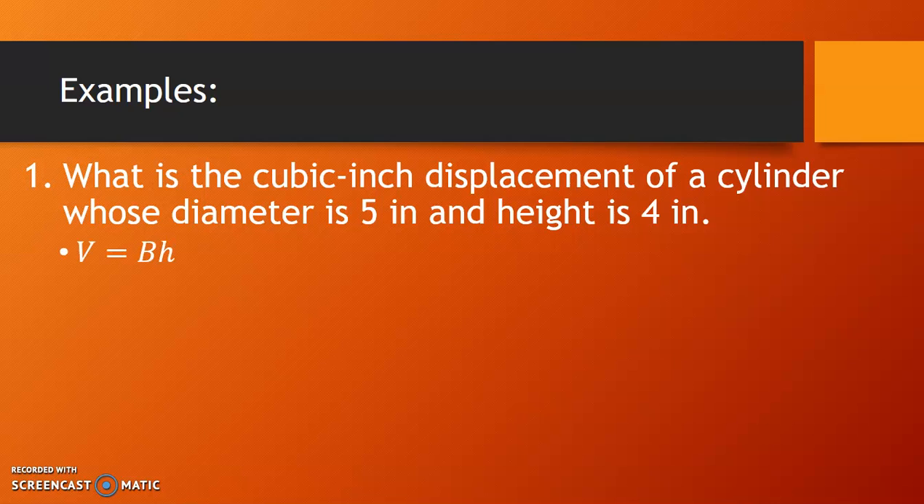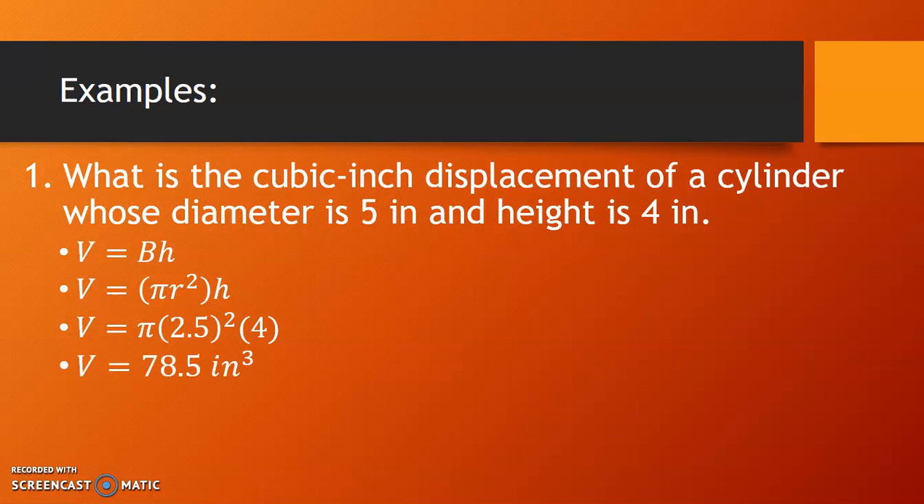So this one wants us to do a cylinder that has a diameter of 5 inches and a height of 4 inches. So the volume equation is still B times H. Now, because we have a cylinder, the bases would be circles. So to find the area of a circle, we take pi r squared and then times the height of the cylinder. This is saying that it has a diameter of 5 inches, so remember from the previous section, you'll have to take that 5 divided by 2. So we take pi times 2.5 squared and then times 4 for the height of the cylinder. So this one comes out to be 78.5 inches to the third power.